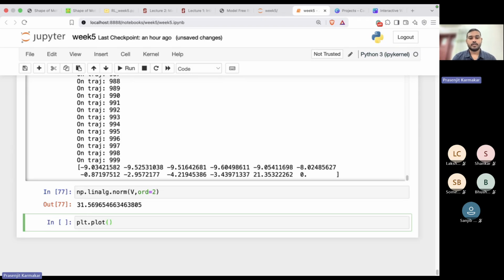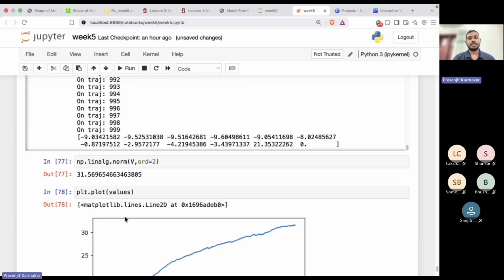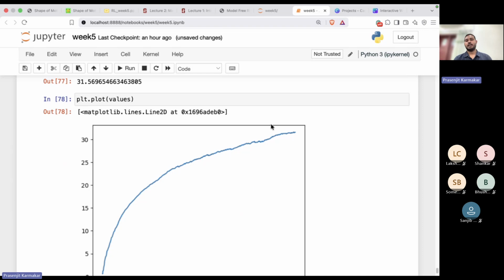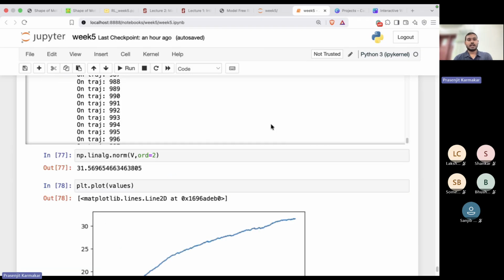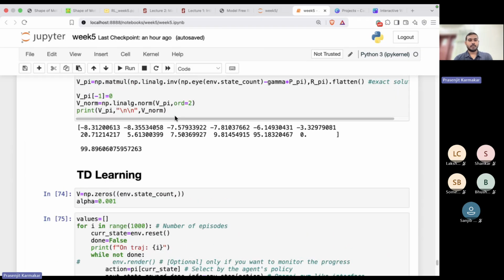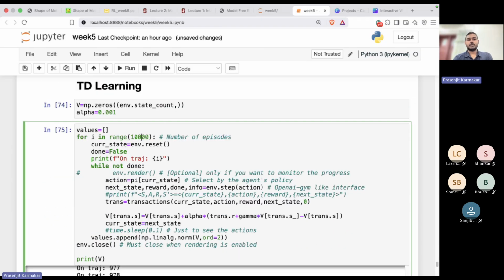plt.plot values, and this is how we are converging. It's a much more stable thing, right? Much more stable. So let's run it for more amount of time. Let's run it for 1,000, 10,000 steps possibly.